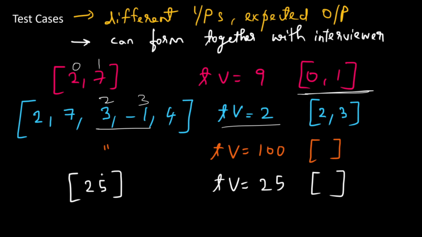So again, only one integer is there in this array, so that's not possible, and we have to return an empty array. And let's say again, an empty array is given as an input, and whatever target value is given, in this case also the output has to be an empty array.